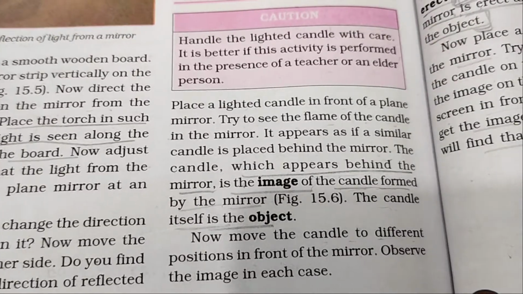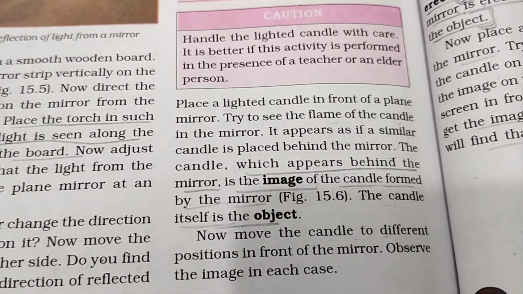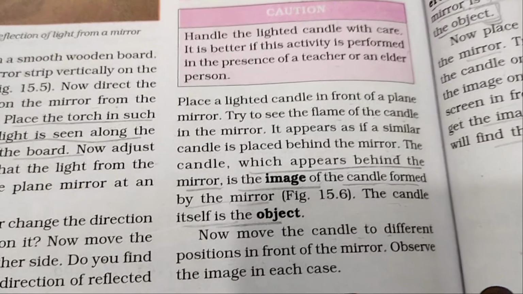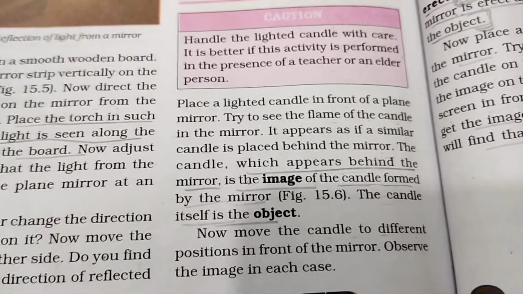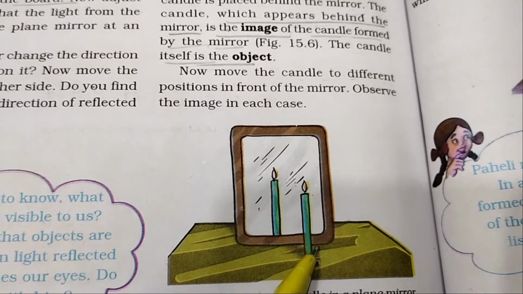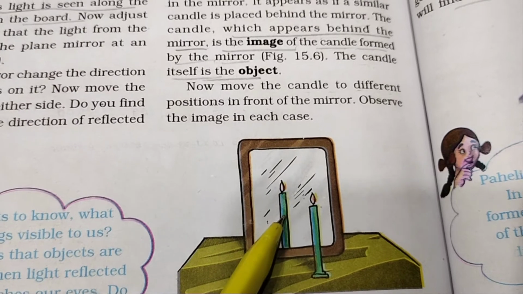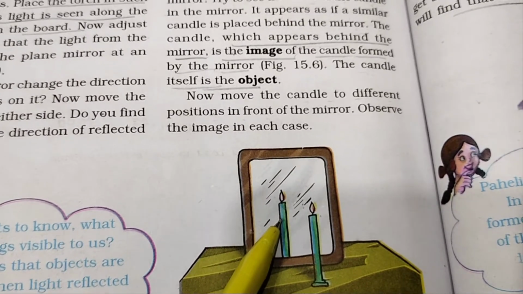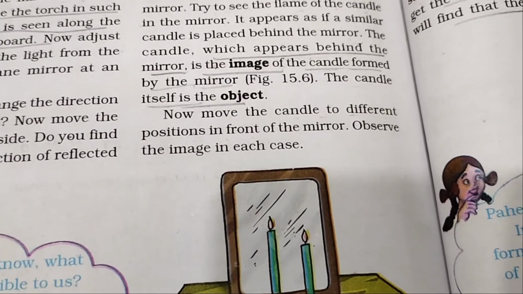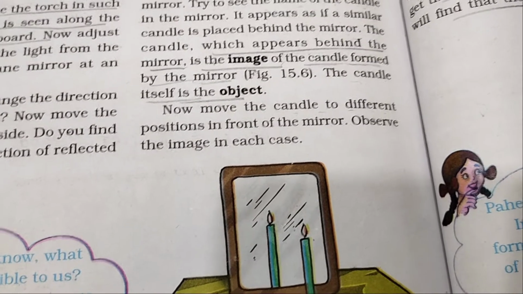The candle which appears behind the mirror is the image of the candle which is formed by the mirror. So the name of the candle is itself the object. So this is the object, and this is the image. Fine. ये जो image है इसके पीछे बन रही है. Now move the candle to a different position in front of the mirror and you can observe the images in different cases.